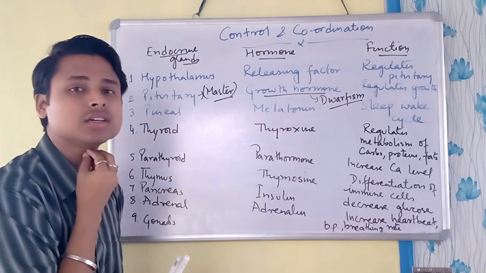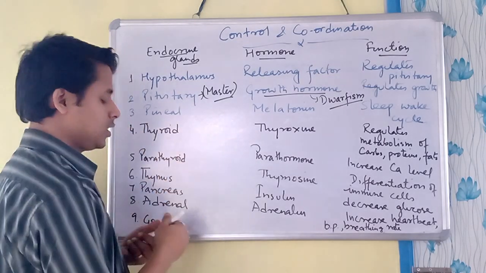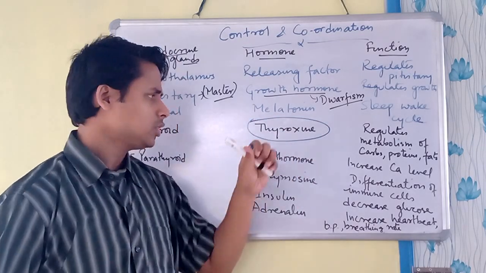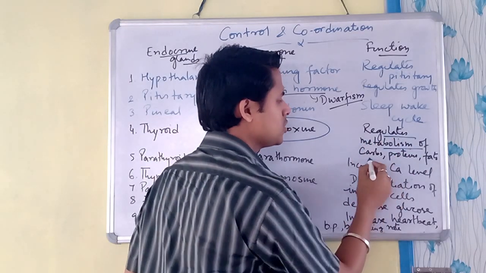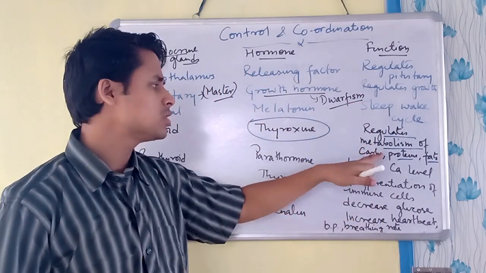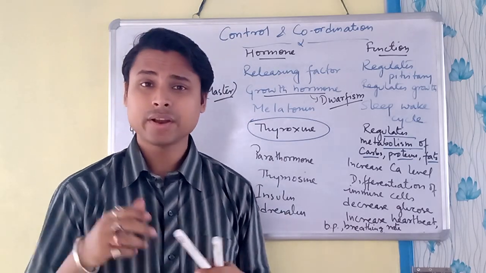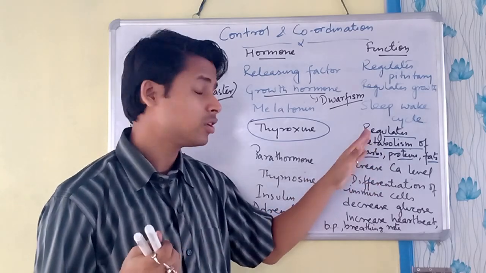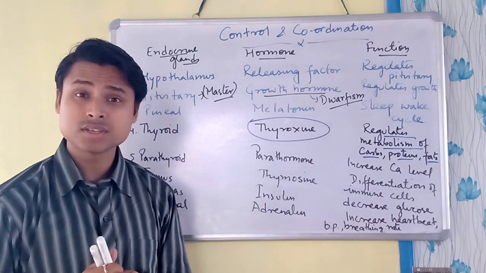Then the thyroid gland. The thyroid gland is present near the voice box, right? It releases thyroxine. What does it do? Thyroxine regulates the metabolism of carbohydrates, proteins and fats. You remember metabolism is where breaking down or formation of materials takes place. So the formation or breakdown of carbohydrates, proteins or fats is regulated by thyroxine.